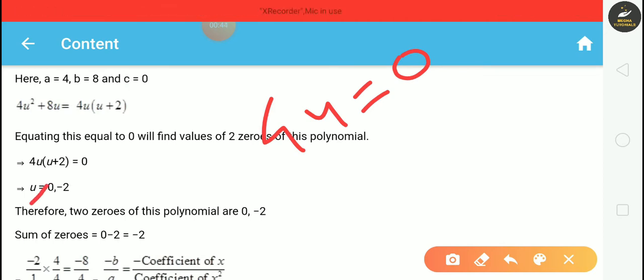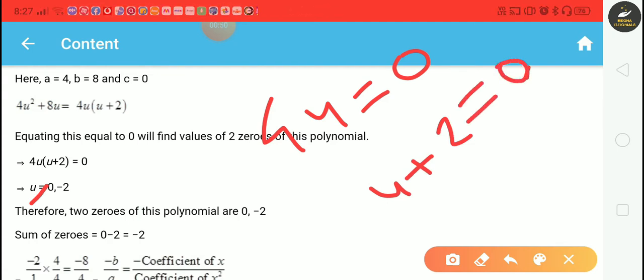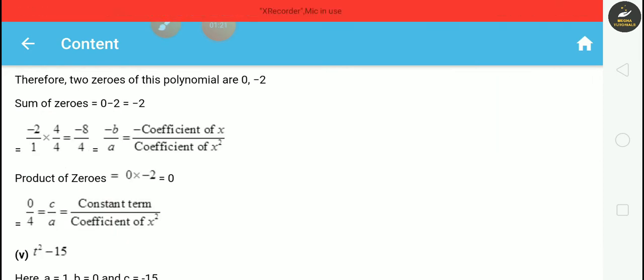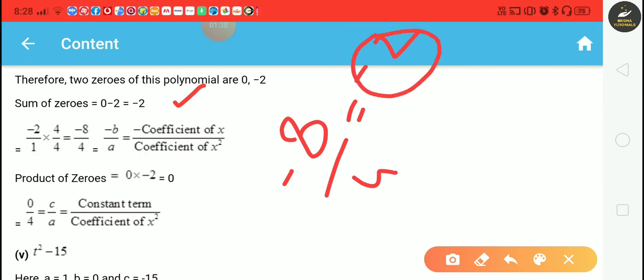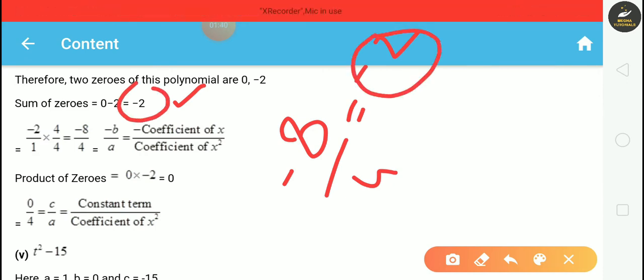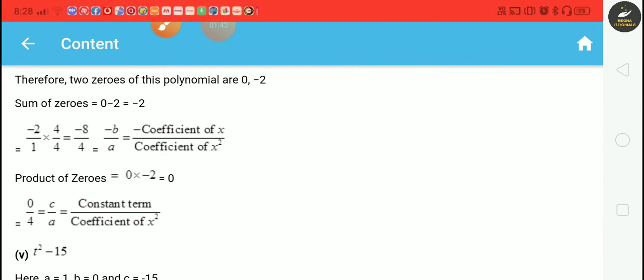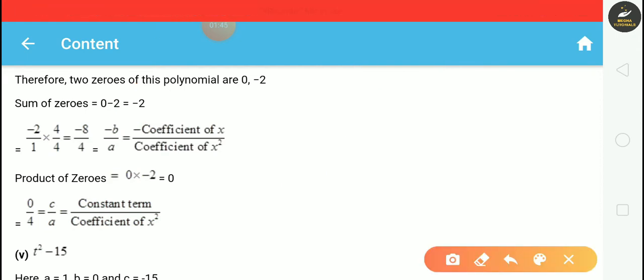And then u plus 2 is equal to 0. So u is equal to minus 2 after transposition. So therefore 0 and minus 2 are the two zeros of the given polynomial. Now let us check sum of zeros. Sum of zeros is equal to 0 minus 2, and minus b upon a is minus 8 upon 4. Minus 8 upon 4 is also minus 2. Therefore RHS and LHS are equal, therefore sum of zeros is verified. Then product of zeros: 0 into minus 2 is 0 and c upon a is also 0 upon 4, which is 0.